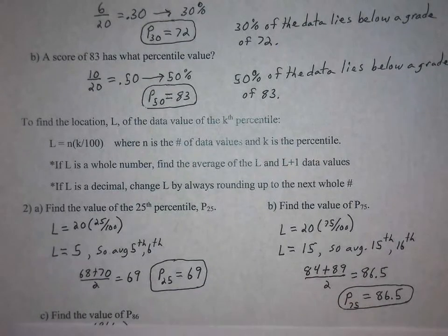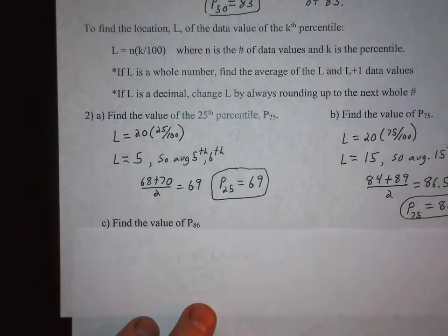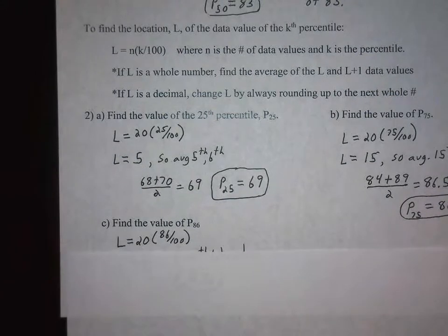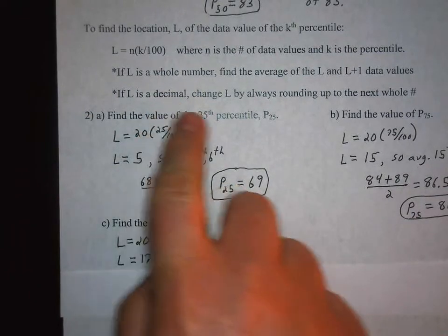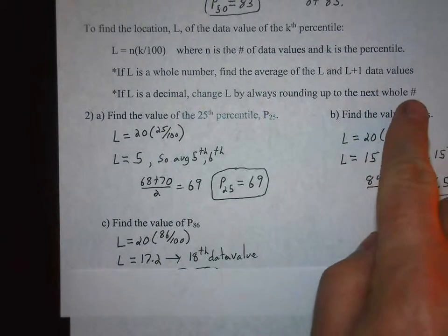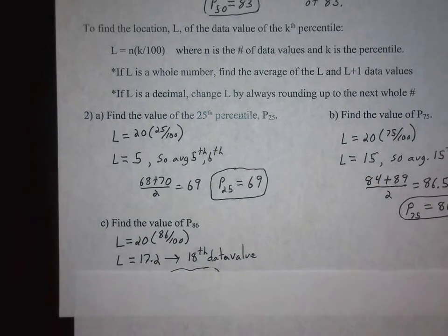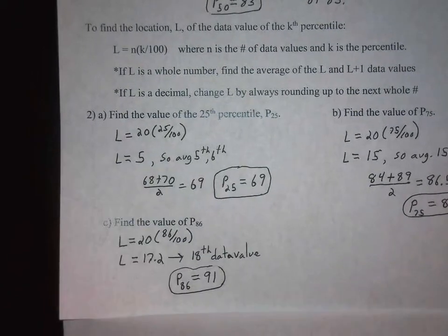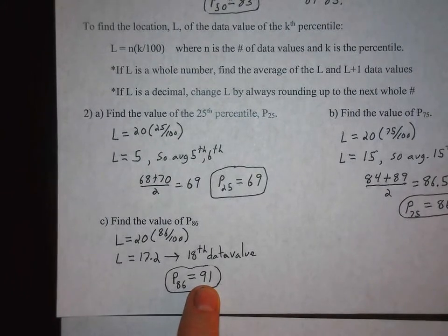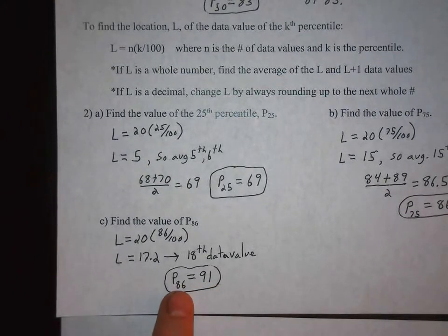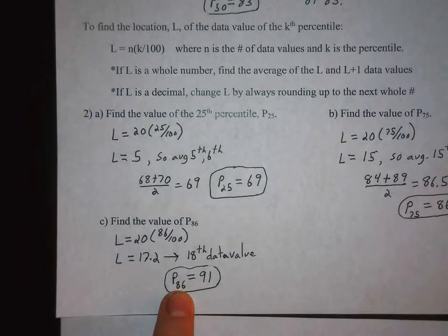And then the last one, it's a little more awkward here. Find the value of P86. Again, you do the n times k over 100, and when you do that, 20 times 86 over 100, you end up with 17.2, which is a decimal, so that's when you change L by rounding up to the next whole number. So we can see that'll be the 18th data value, which is 91. What that would be telling you is if somebody scored a 91 on the exam, they beat or tied 86% of all of the test scores.